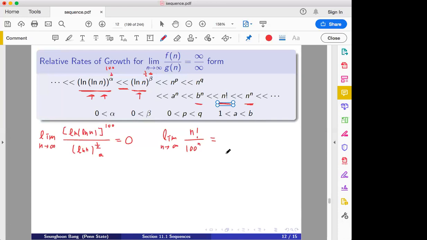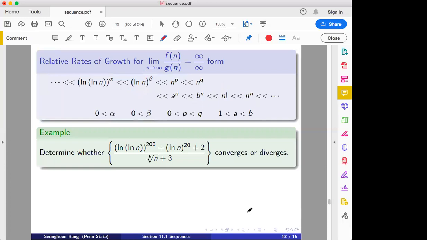So what do you think? What do you think, other guys? Yes, here, this is n factorial, and here 100 to the power n. N factorial is growing faster than, yeah, thank you all. This is 100 to the n. The top one is growing faster than the bottom one. The answer is infinity. This is the idea of using relative rate of growth.